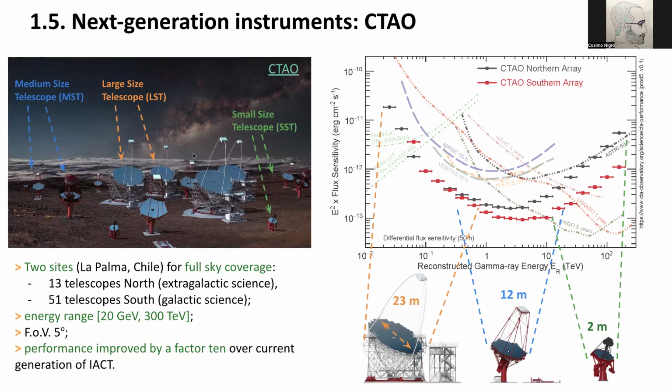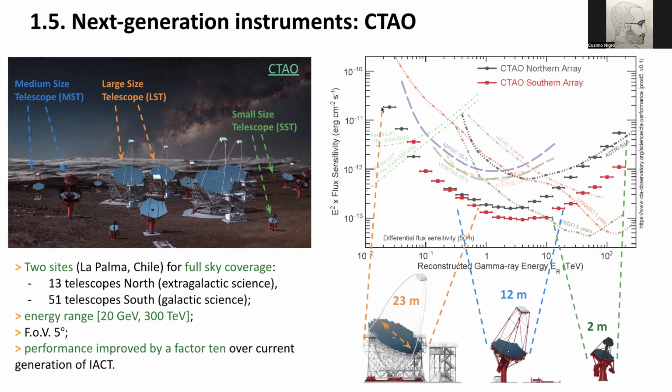The Cherenkov Telescope Array Observatory will be the first Cherenkov telescope array to have two sites, one in the north and one in the south, in order to achieve full sky coverage. It is built as an array of different Cherenkov telescopes, each one suited, as you can see from the plot, to be optimal at detecting sources in different energy ranges. You can see here the three types of telescope: large-sized, medium-sized, and small-sized, and how they will be most performant in different energy bands.